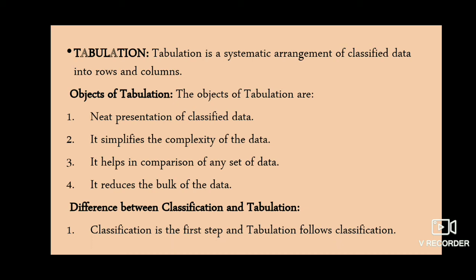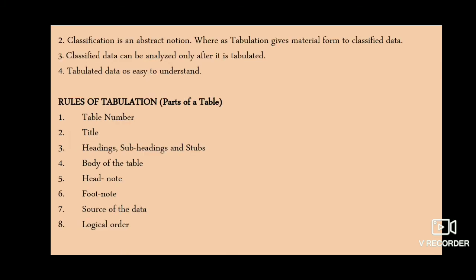What is the difference between classification and tabulation? Classification is usually the first step, and then tabulation follows the classification. Classification is an abstract notion, whereas tabulation gives material form to classified data. The third difference is classified data can be analyzed only after it is tabulated. The fourth difference is tabulated data is easy to understand.